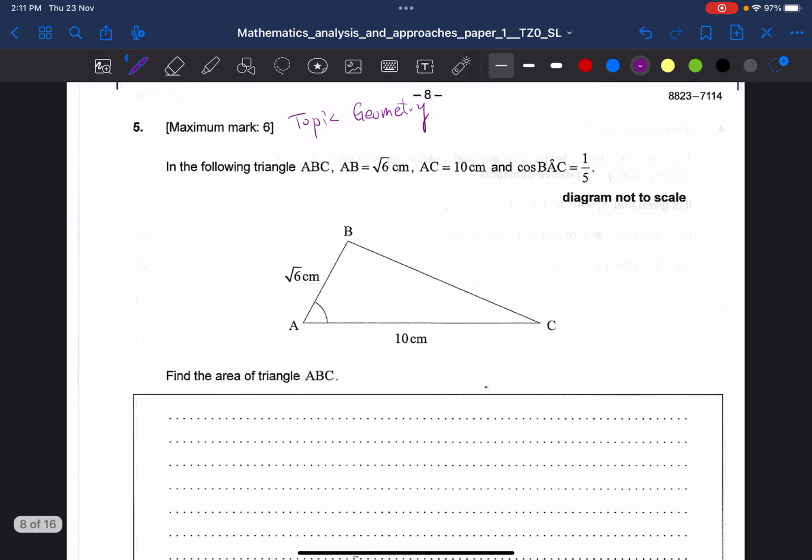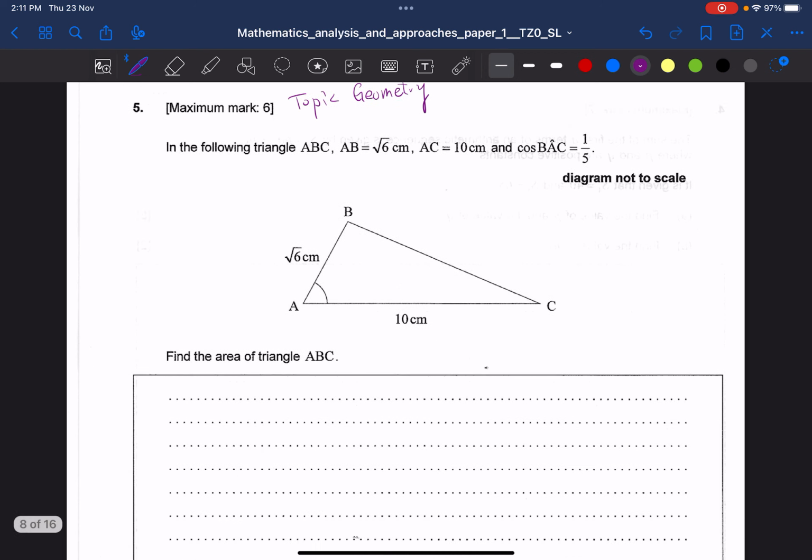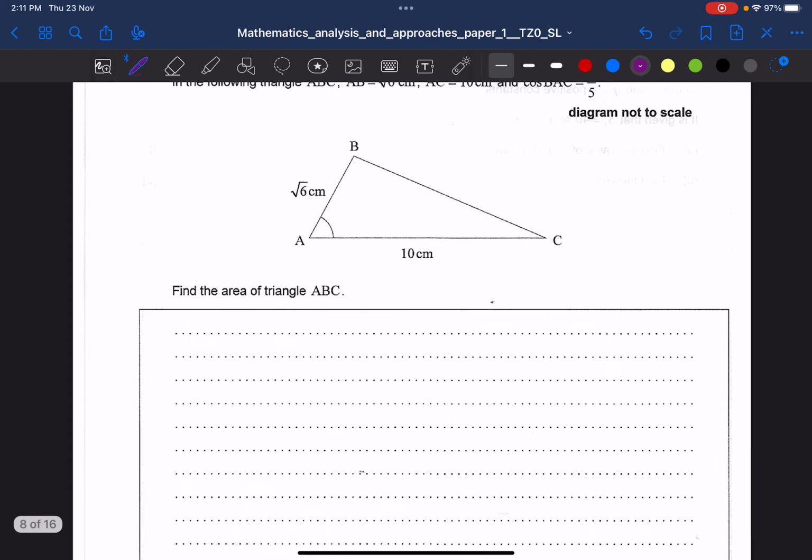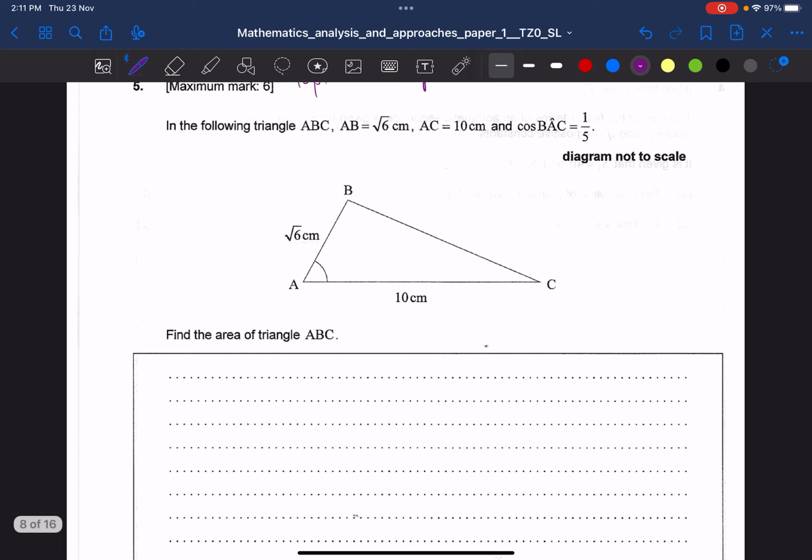So I think it's like sine, cosine, tangent law, right? I mean sine, cosine law. So find the area of ABC. Cosine BAC is 1/5. Okay. So here we'll just use the formula.